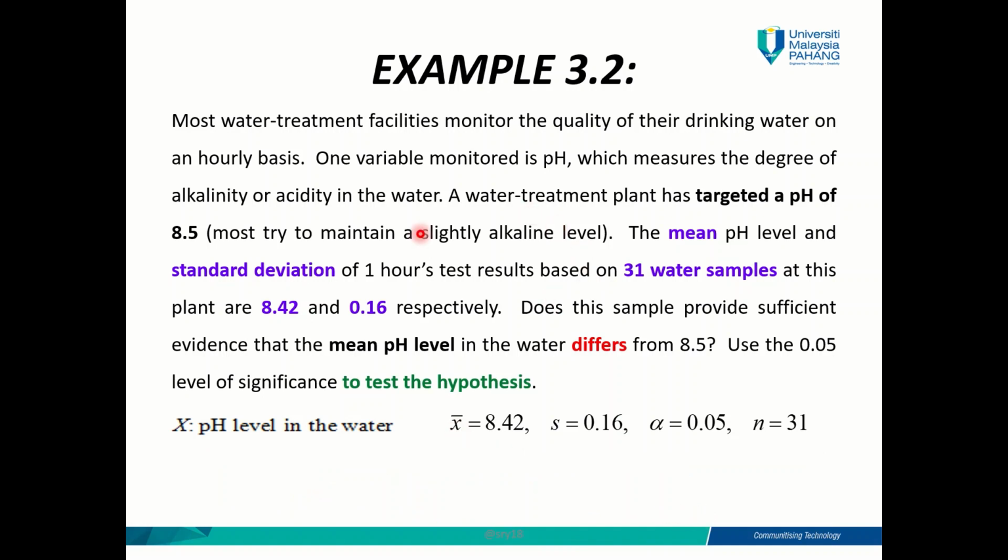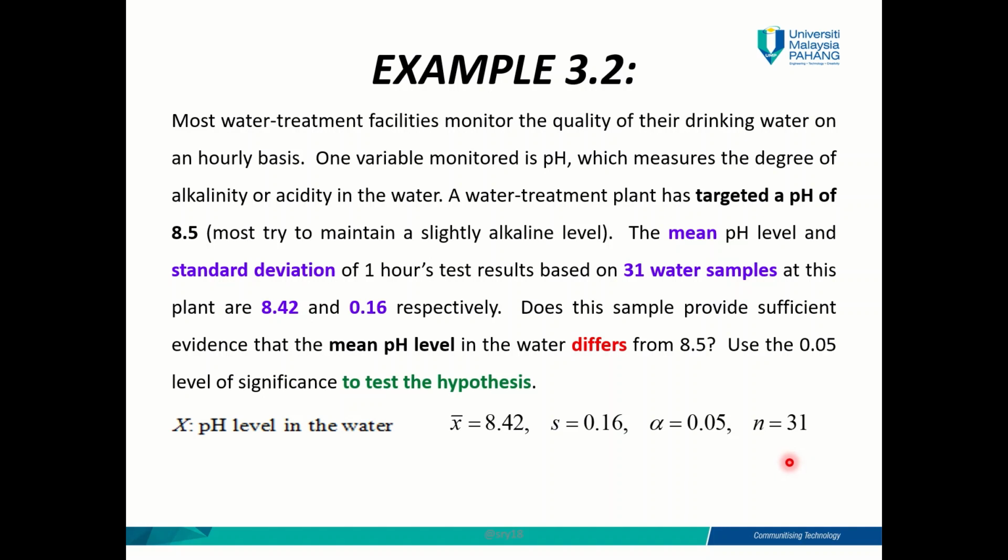So for this question here, the variable that they collect in this little experiment is the pH level in the water. The sample is 31 water samples. The population, what about the population, class? In this case, the population will be infinitely many water samples. I still want you to try to figure out what is the variable, what is the sample, and the population for each question that you answer. All right, so we just did that for this example.